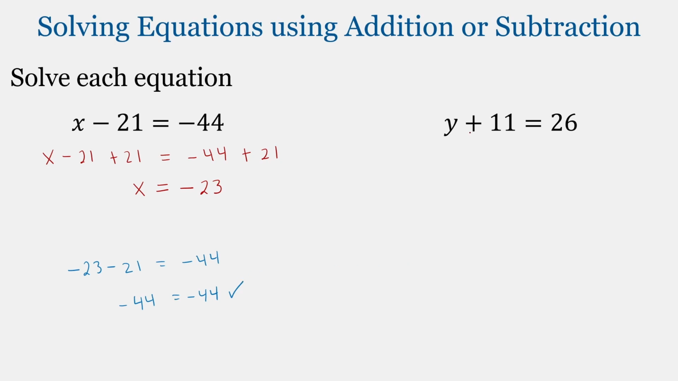In this problem, we have y plus 11. So we're going to subtract 11 from both sides. We can also do this by just writing the subtraction underneath. I believe I was doing it like this in the last lesson. Just another way of keeping track of what you're doing. So we're subtracting 11 from both sides. So y plus 11 minus 11 is y. And then 26 minus 11 is 15.